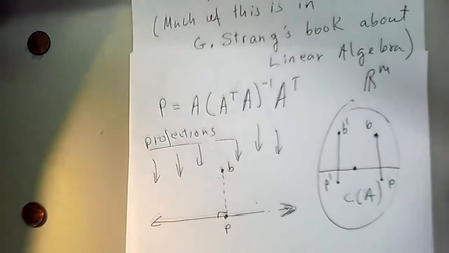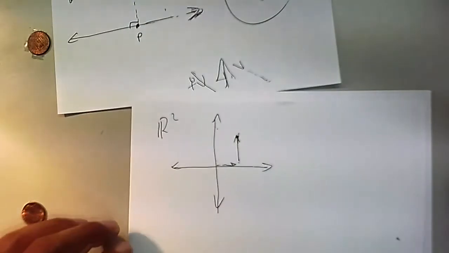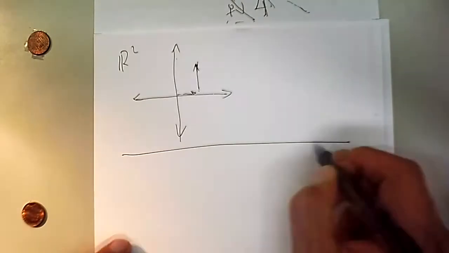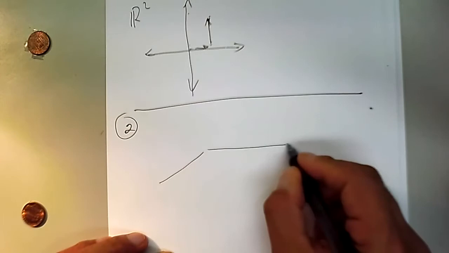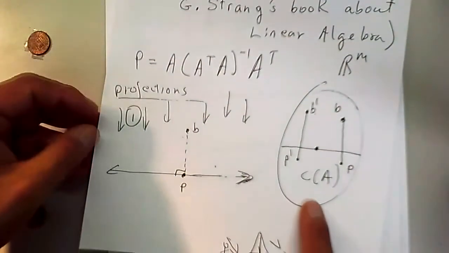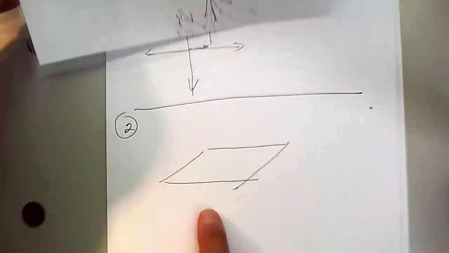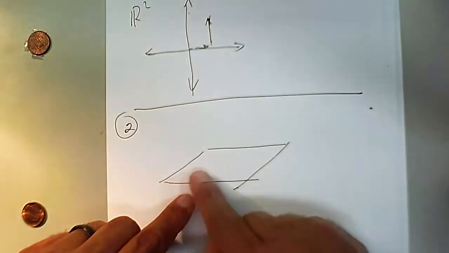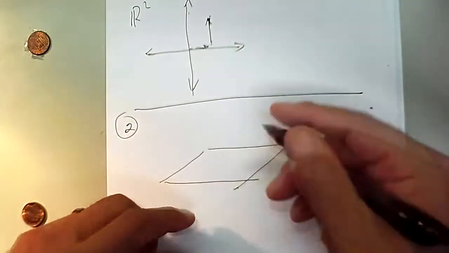Projecting on the floor is easy. Let's label this as example 1. I'm going to do example 2 here. Let's pretend you have the whole floor. So the difference between example 1 and example 2 is that we're projecting onto a line in example 1, and now we're going to project onto a plane. So again, pretend this is the floor. The sun is coming down perfectly above the floor.